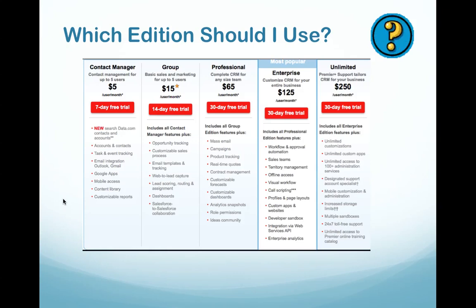Just a little bit beyond that, you have the Group Edition. You get some basic sales and marketing, again for up to 5 users. The difference really between Group and Contact Manager is, in addition to accounts and contacts, you also have the ability to do some opportunity tracking with the Group Edition. Also, you get the ability to have dashboards. Again, one of Salesforce's key features is their robust reporting. Dashboards is like a visual representation of your data in a report. And again, executives love this stuff.